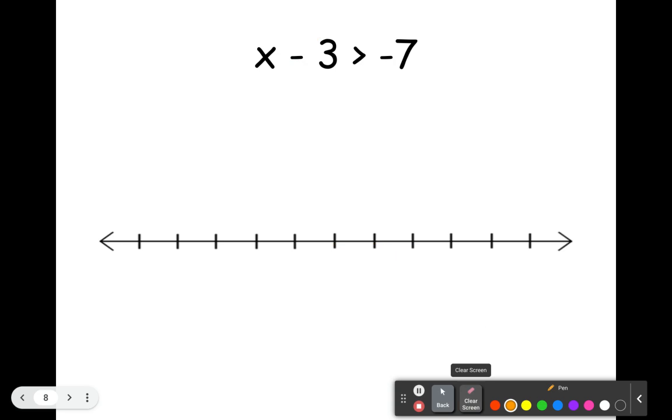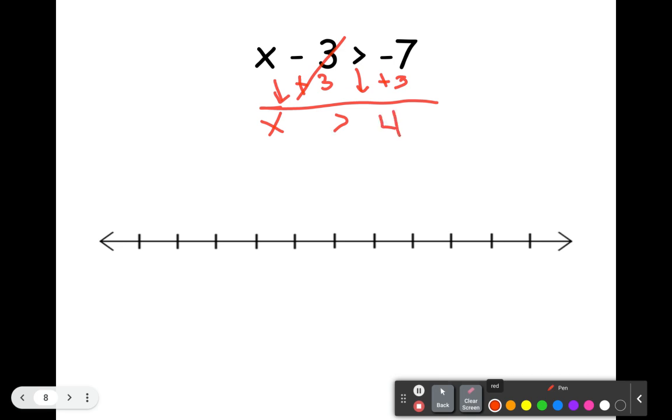All right, x minus 3 is greater than negative 7. Once again, we're going to solve just like we did with equations. My 3 is being subtracted, so you have to do the opposite to both sides. So add 3 to both sides. Bring down your x. These two cancel. Bring down your greater than sign. Negative 7 plus 3. They're different signs, so we have to subtract. 7 minus 3 is 4. Take the sign of the bigger number.